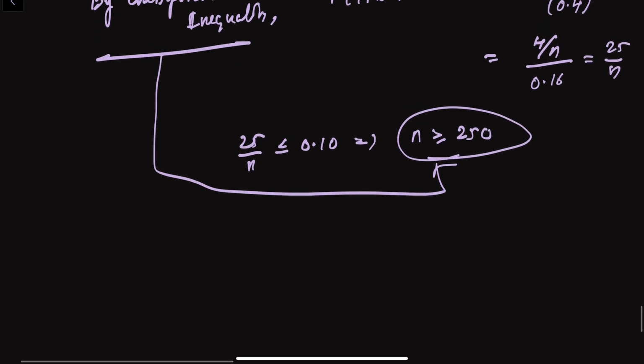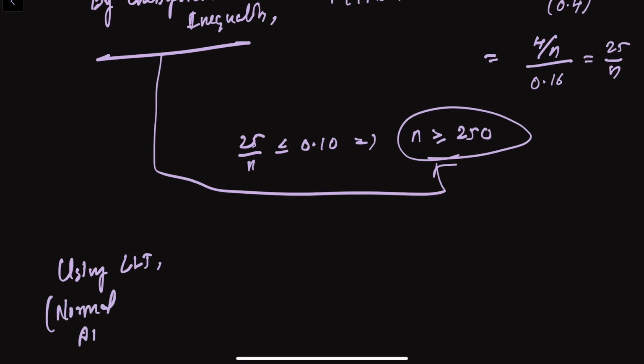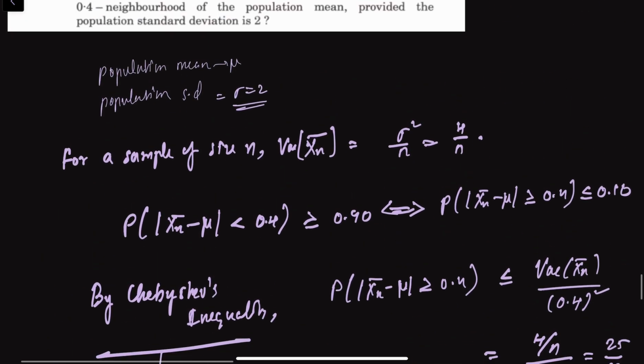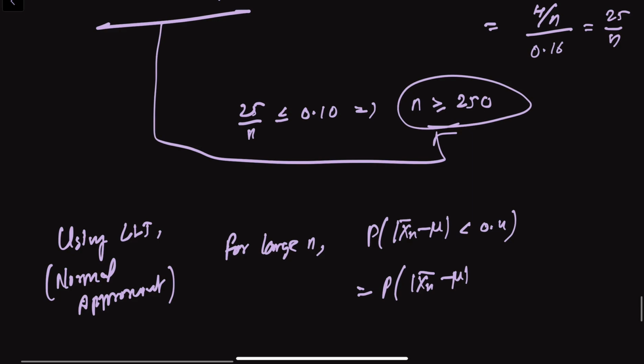Now we can also use the central limit theorem. If we use the central limit theorem, that means normal approximation. So for a large value of n, the probability of mod of X n bar minus mu less than 0.4 is nothing but the probability that mod of X n bar minus mu divided by the standard deviation is less than 0.4 divided by the standard deviation. The variance is 4 by n, so the standard deviation is 2 by root n. So it is less than 0.4 by 2 by root n.